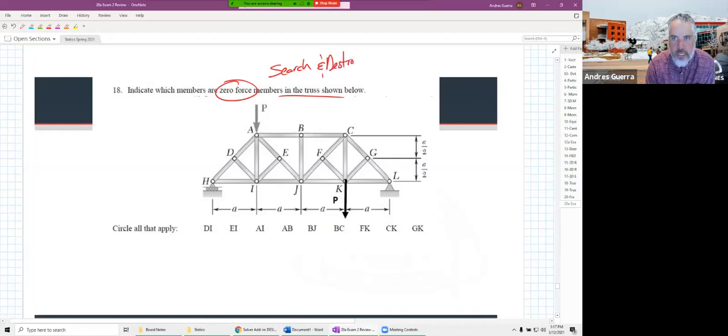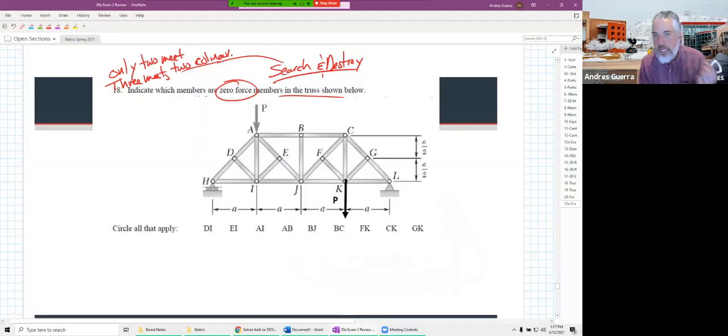And we're only in that search and destroy. We're only searching for two things. We're looking for only two members that meet, and the other thing we're looking for is 3 that meet and 2 of those 3 are collinear. And so we don't have to look at anything else. Now we do have to destroy stuff because that could open up a new joint in our search and destroy.